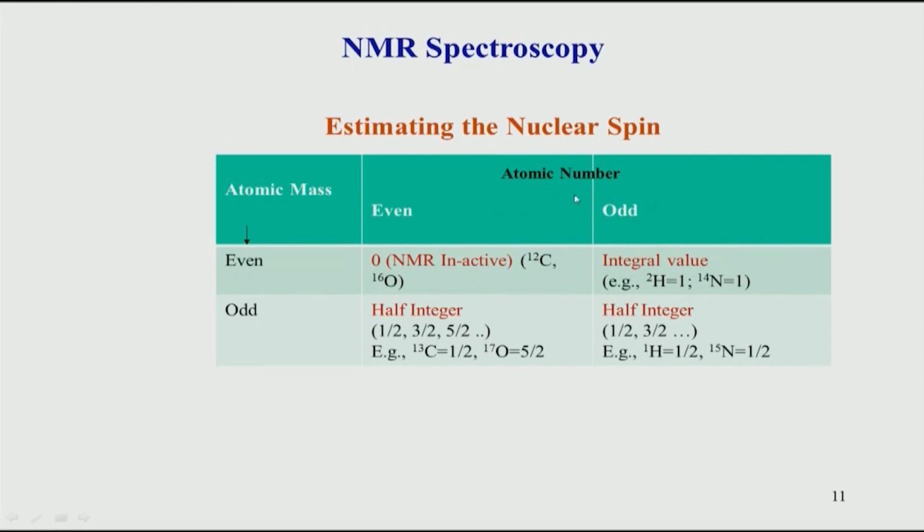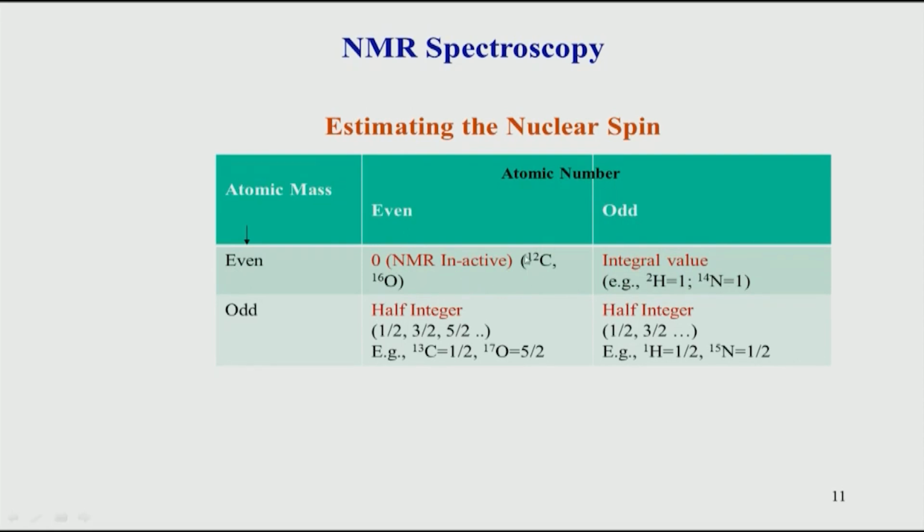Similarly, the atomic number of an atom can be either even or odd, depending on the number of protons. So, the number of protons will decide whether the atomic number is even or odd, and the total number of nucleons, that is protons plus neutrons, determines whether the atomic mass is even or odd. This is a very standard basic concept which we learn in chemistry and physics.